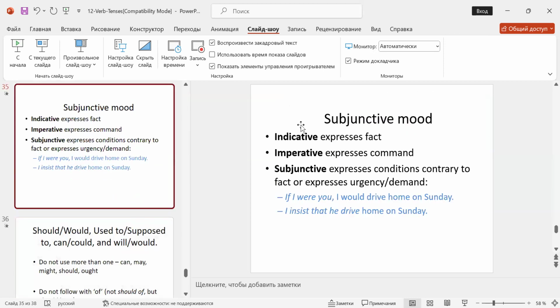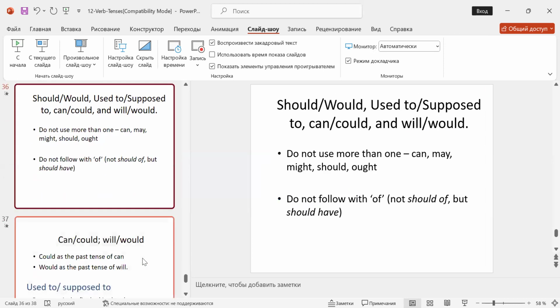There are 3 moods: indicative, imperative, and subjunctive. Indicative expresses facts. Imperative expresses commands. Subjunctive expresses conditions contrary to fact. If I were you, I would drive home on Sunday. I insisted that he drive home on Sunday.